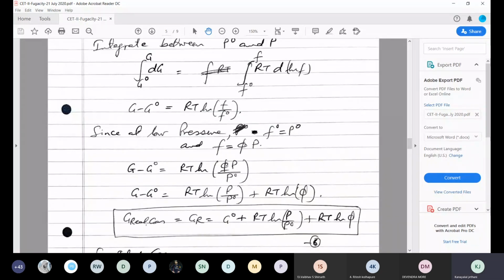Right. So you can take G0 on the other side and you get the Gibbs free energy for a real gas. This G0 is actually for the ideal gas. So for a real gas, the Gibbs free energy is equal to G0, which is for the ideal gas, plus RT ln P by P0 plus RT ln phi.